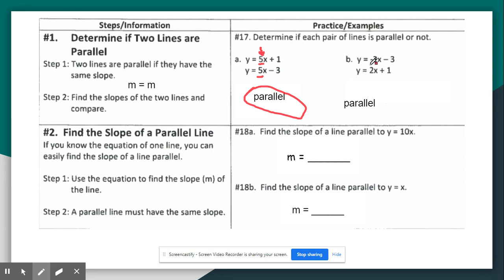So when you come to the B part, you have a -2 and a +2 as the slopes. When you compare them, they're different because they have different signs. So this one is not parallel.